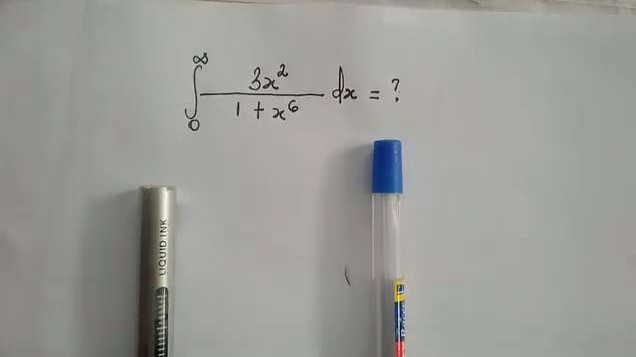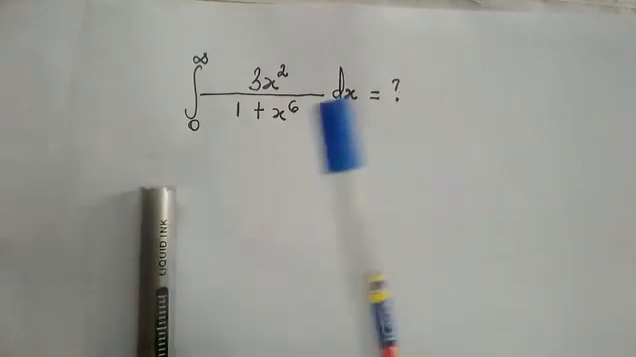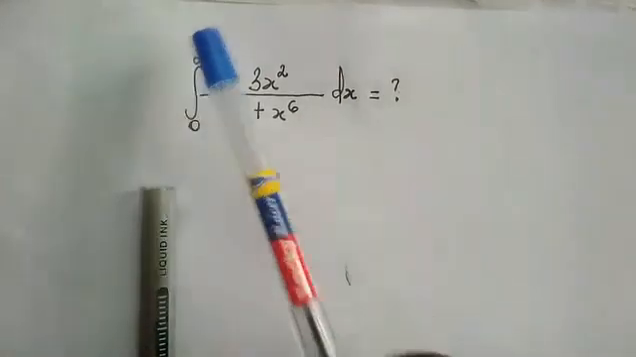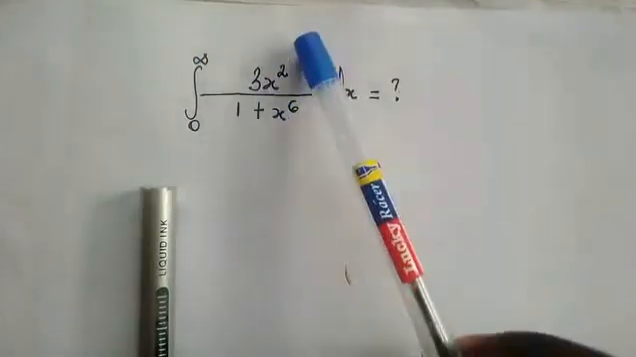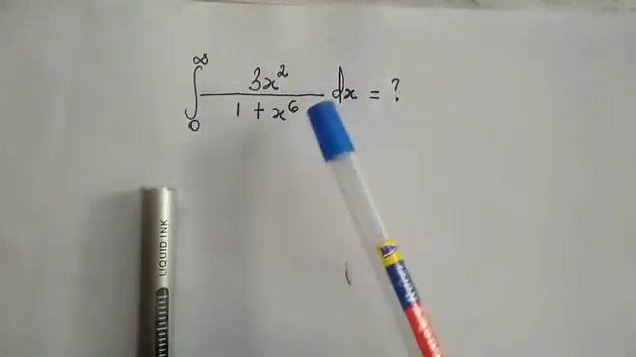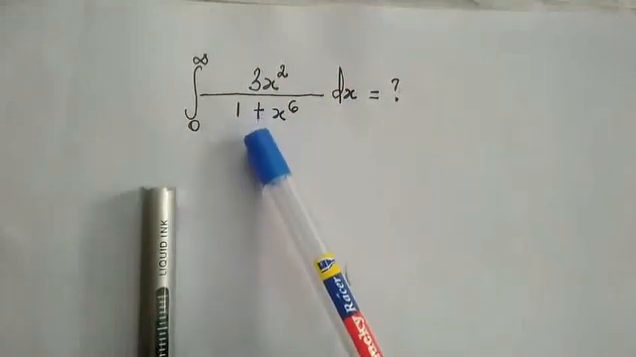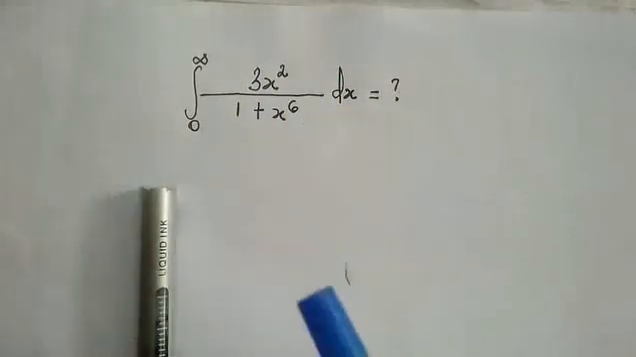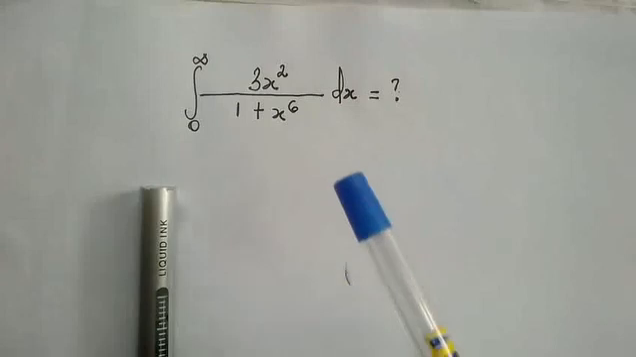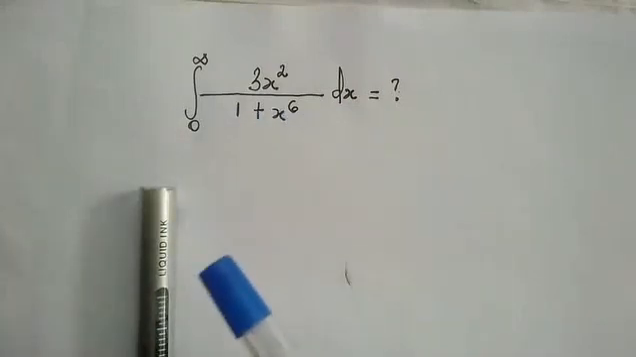Okay, today we have this integral problem, right? So we have this improper integral: the integral as x is going from 0 to infinity of 3x raised to the power of 2 over 1 plus x raised to the power of 6 dx. So we are about to evaluate this.